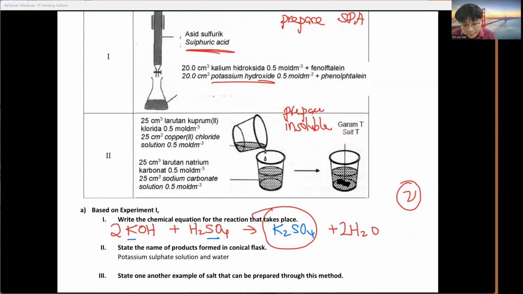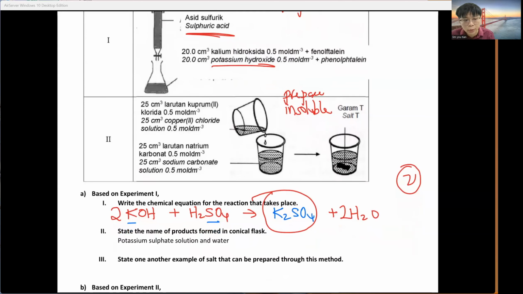Okay, another example. As I told you, the first method is to prepare a soluble salt. You can just give me any salt that has sodium, potassium, or ammonium. So the answer is sodium, correct? Because it has sodium. As I told you, method number one is to prepare a soluble salt.